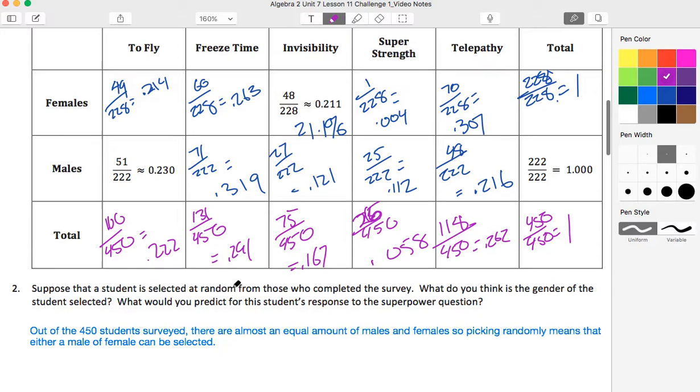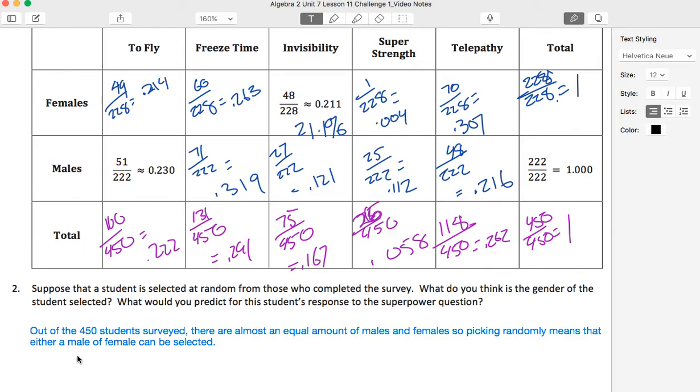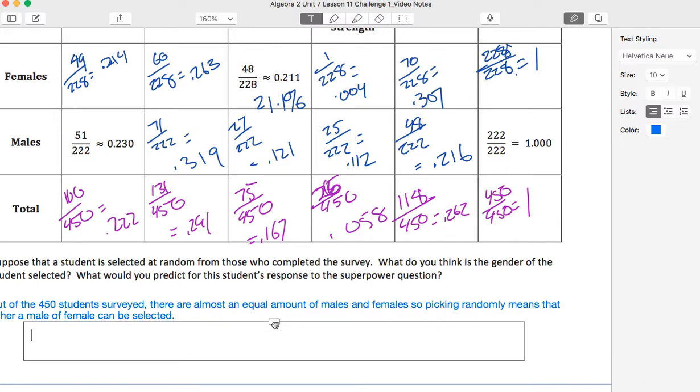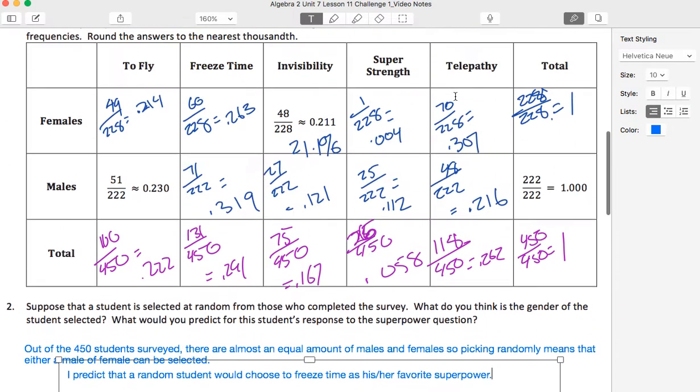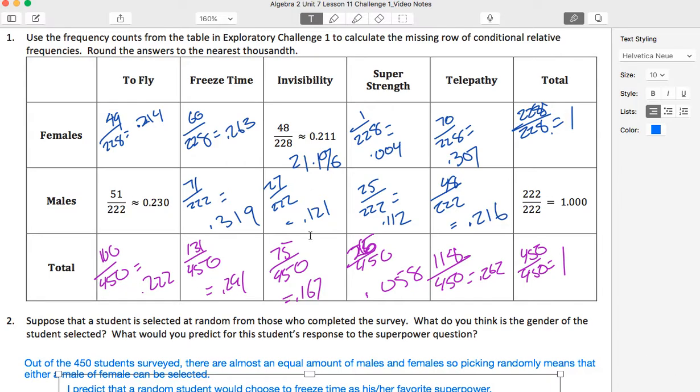So I think if I had to choose, I predict that a random student would choose to freeze time as his or her favorite superpower because it has the highest frequency here, and here. Freeze time 0.29. It's the biggest one out of these purple numbers. Okay.